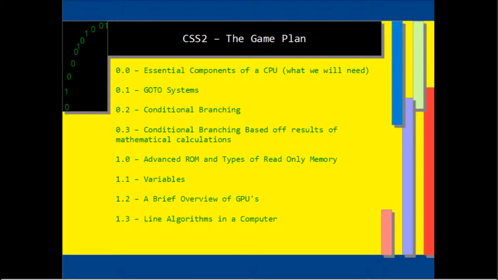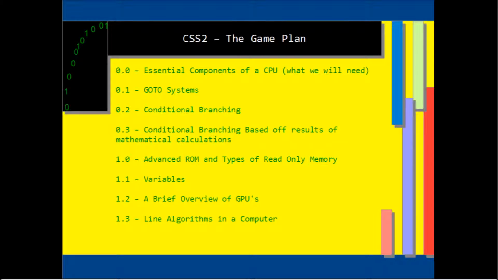In 0.1, the second PowerPoint presentation of CSS2, we're going to talk about go-to systems. We talked about a lot of this stuff in 1.3 of the last series, in CSS1, but we're going to talk about go-to systems and how programs dictate what order lines of code are executed. I won't go in depth in this video because of course this is 0.0. Anyway, in 0.2 we're going to be doing conditional branching.